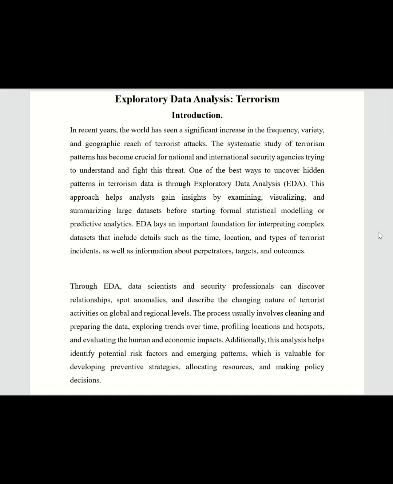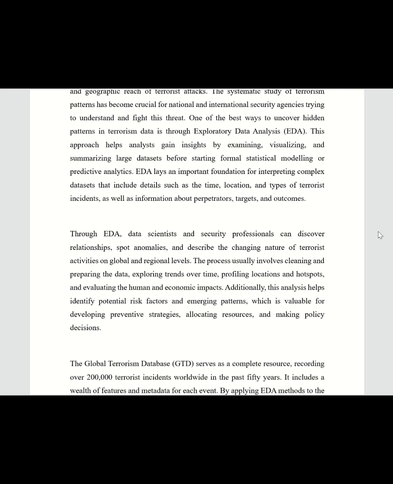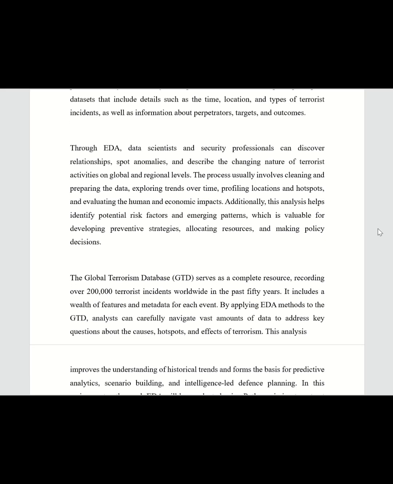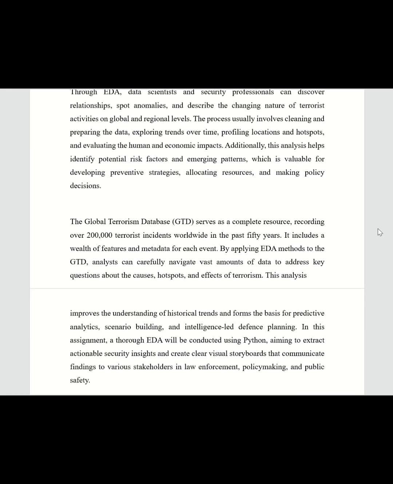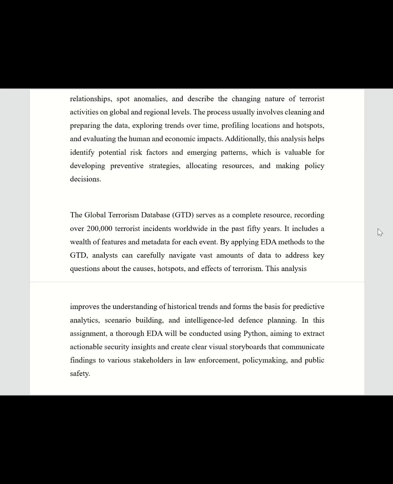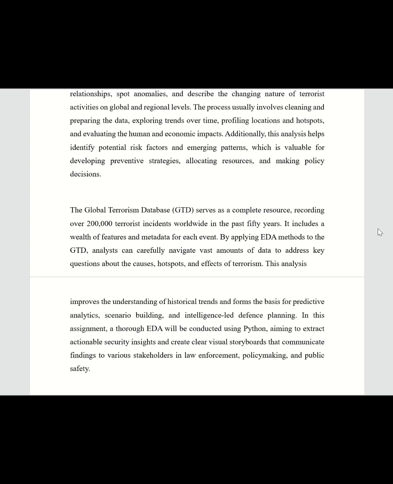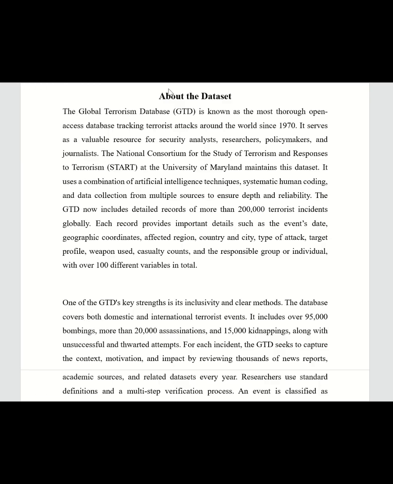By applying EDA to this large dataset, analysts can identify hotspots, understand how terrorism changes over time, measure its human and economic impacts, and detect early warning signs. So the overall goal is to provide insights that support security planning, policy making, resource allocation and prevention strategies, while also communicating findings in a simple way to decision makers and the public. Now, let's see about the dataset.